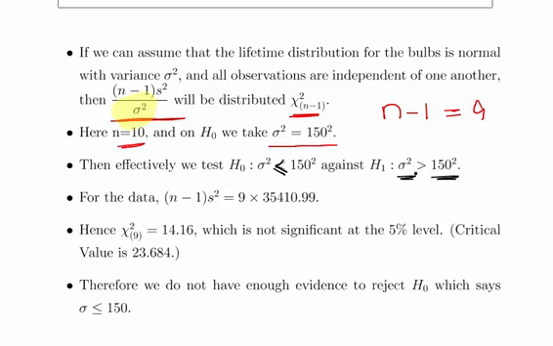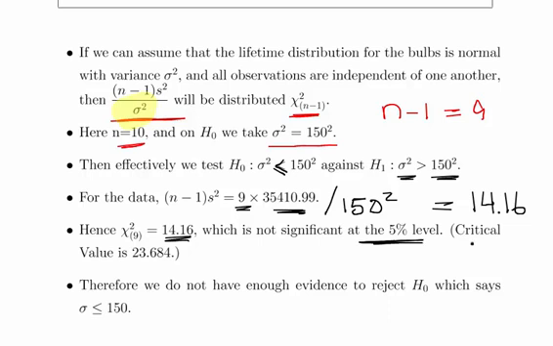Okay, now, so for this data, n minus 1 times s squared is 9 times our variance there, 35,410.99. Okay, so essentially what we're going to do is divide that by 150 squared, okay, and our answer will turn out to be 14.16. Okay, so our test statistic is 14.16. So that's not significant at a 5% level.